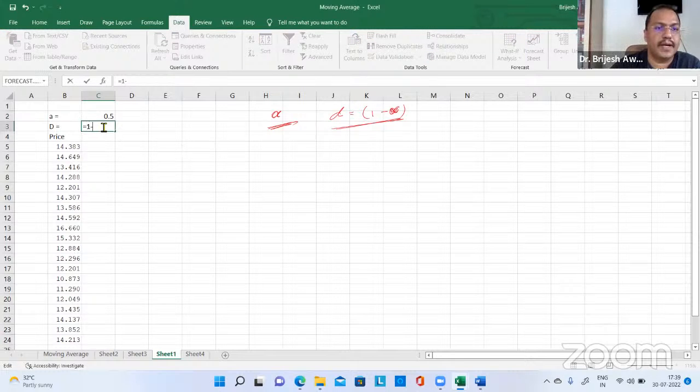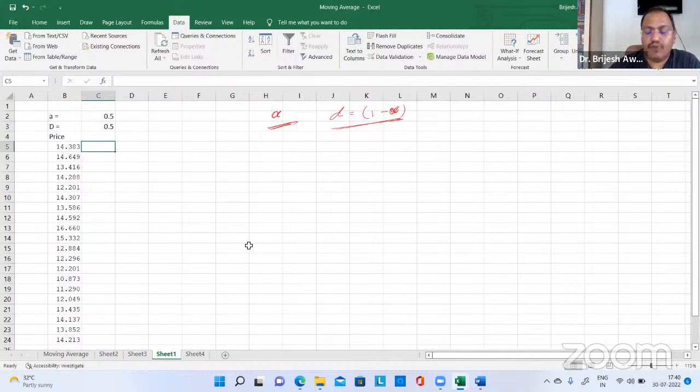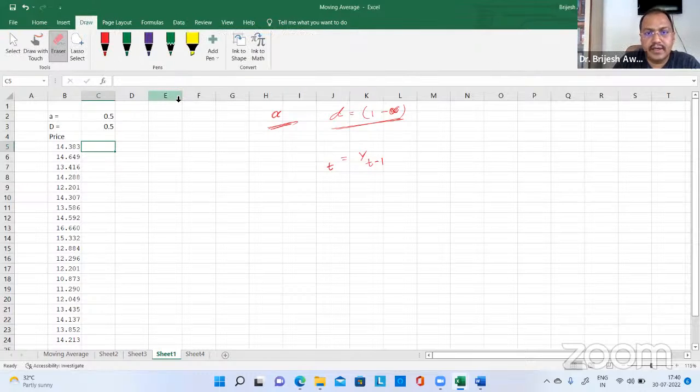Equals to 1 minus this. And the formula is what? The forecast for time T is basically based on YT, YT minus 1. I will change it.